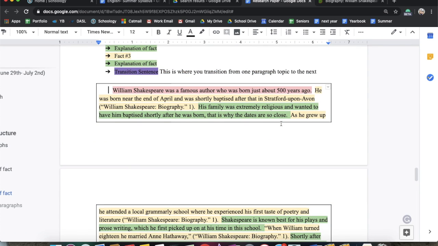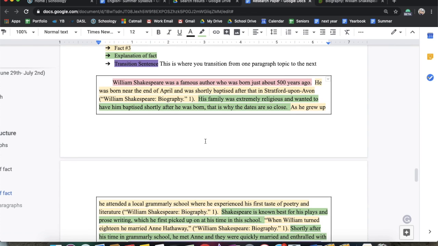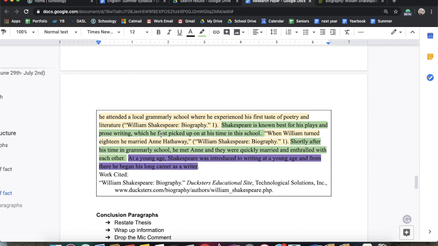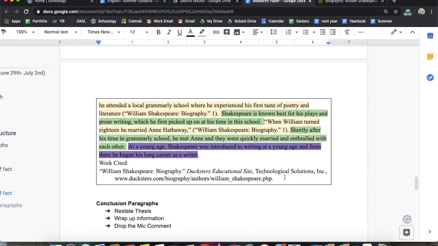model how it should look and how you should have fact, explanation. You can reverse it. You could do explanation and then fact, but you just want to make sure the facts are not stacked on top of each other because that makes it kind of hard to read and not flowing as smoothly. I also included my works cited so that you guys could see where I found my information from and go from there.